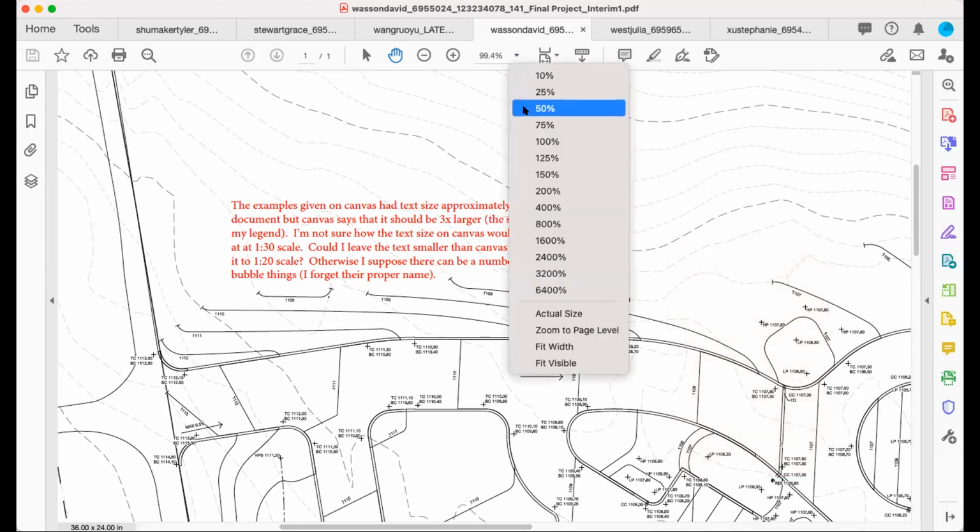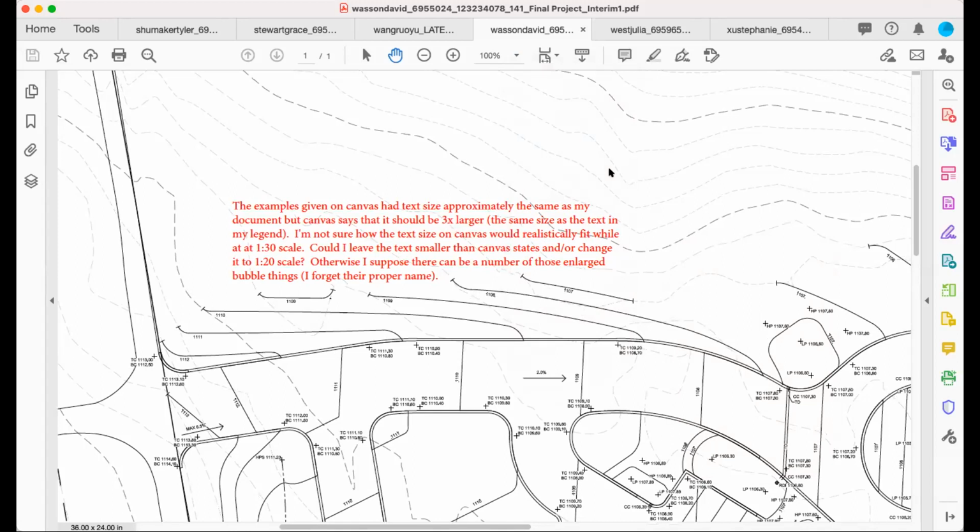Well, basically, if it's 100%, yeah, it's a little small. Not sure how the text size looks on Canvas. Do you mean how it appears on Canvas, instead of if we downloaded the PDF and graded the PDF? The Canvas submission says that the text has to be at print scale at least 1/8 of an inch tall, which would be almost 4 feet on the document. Following that criteria, I'm not sure how it would fit without everything being a bubble blowout type thing.